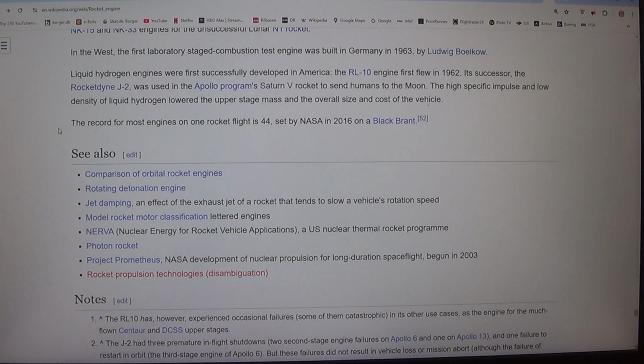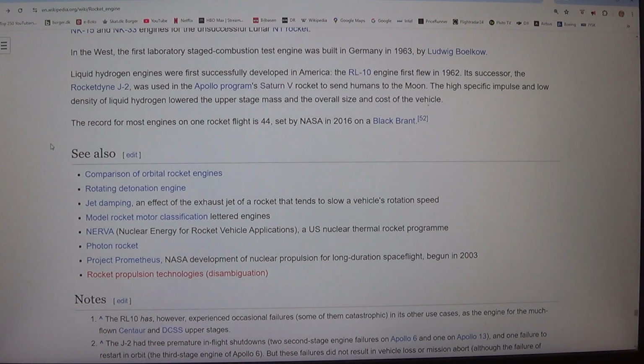The high specific impulse and low density of liquid hydrogen lowered the upper stage mass and the overall size and cost of the vehicle. The record for most engines on one rocket flight is 44, set by NASA in 2016 on a Black Brant.